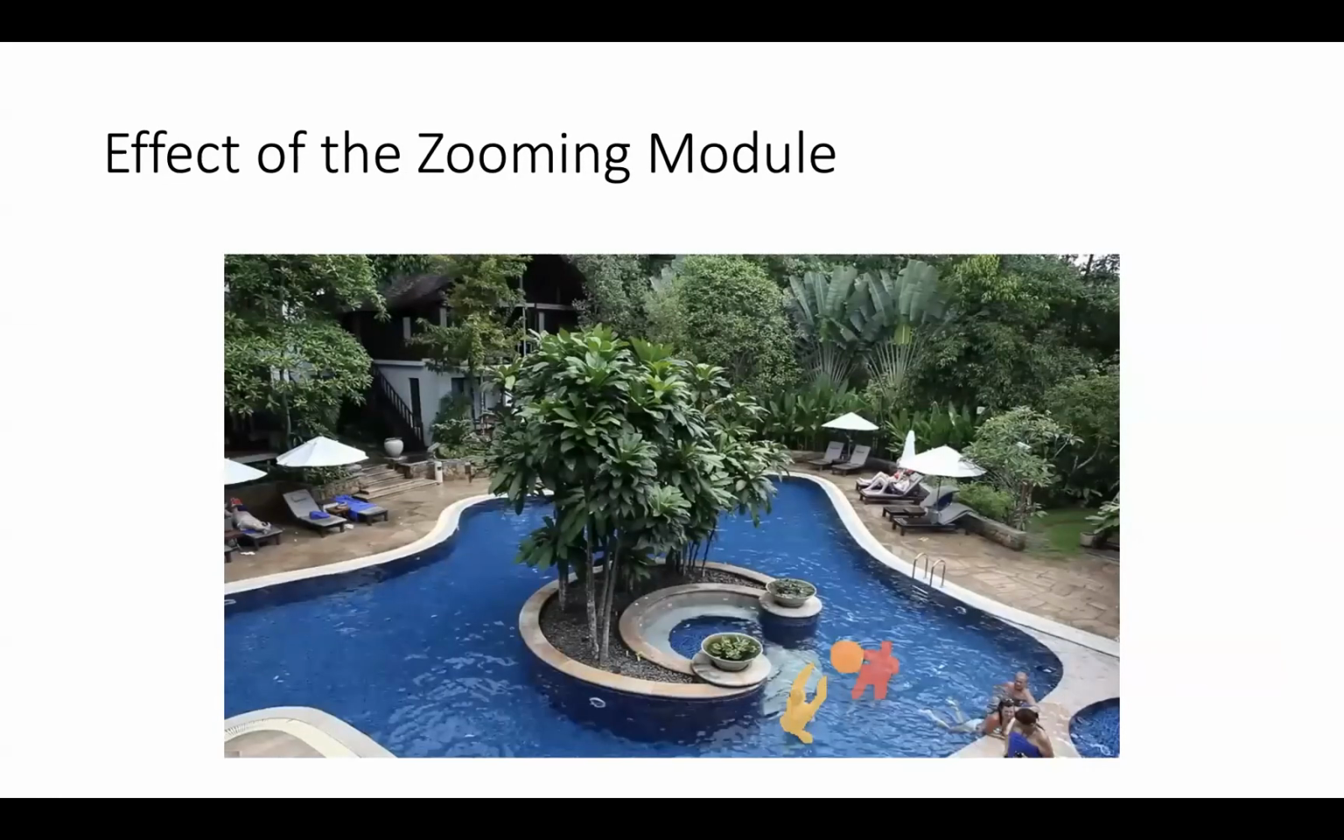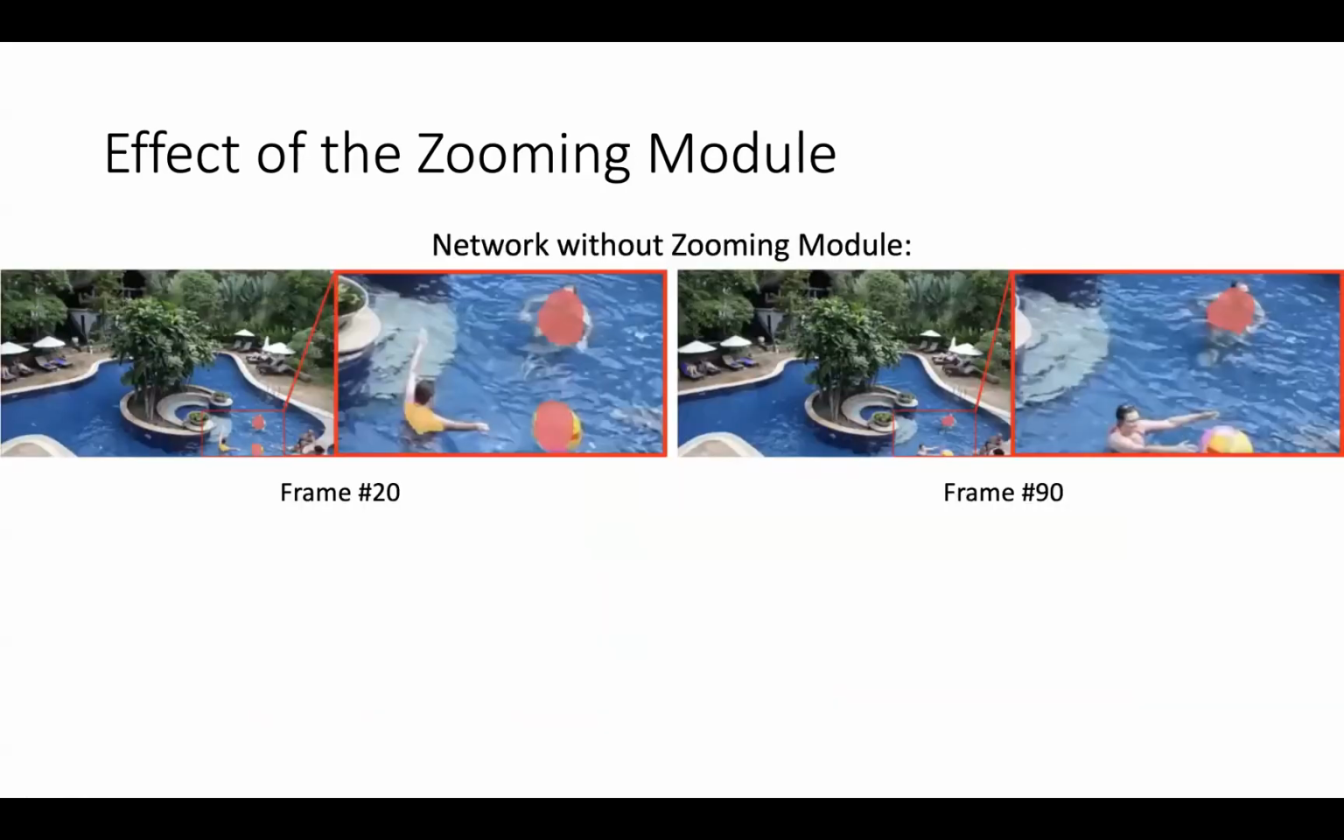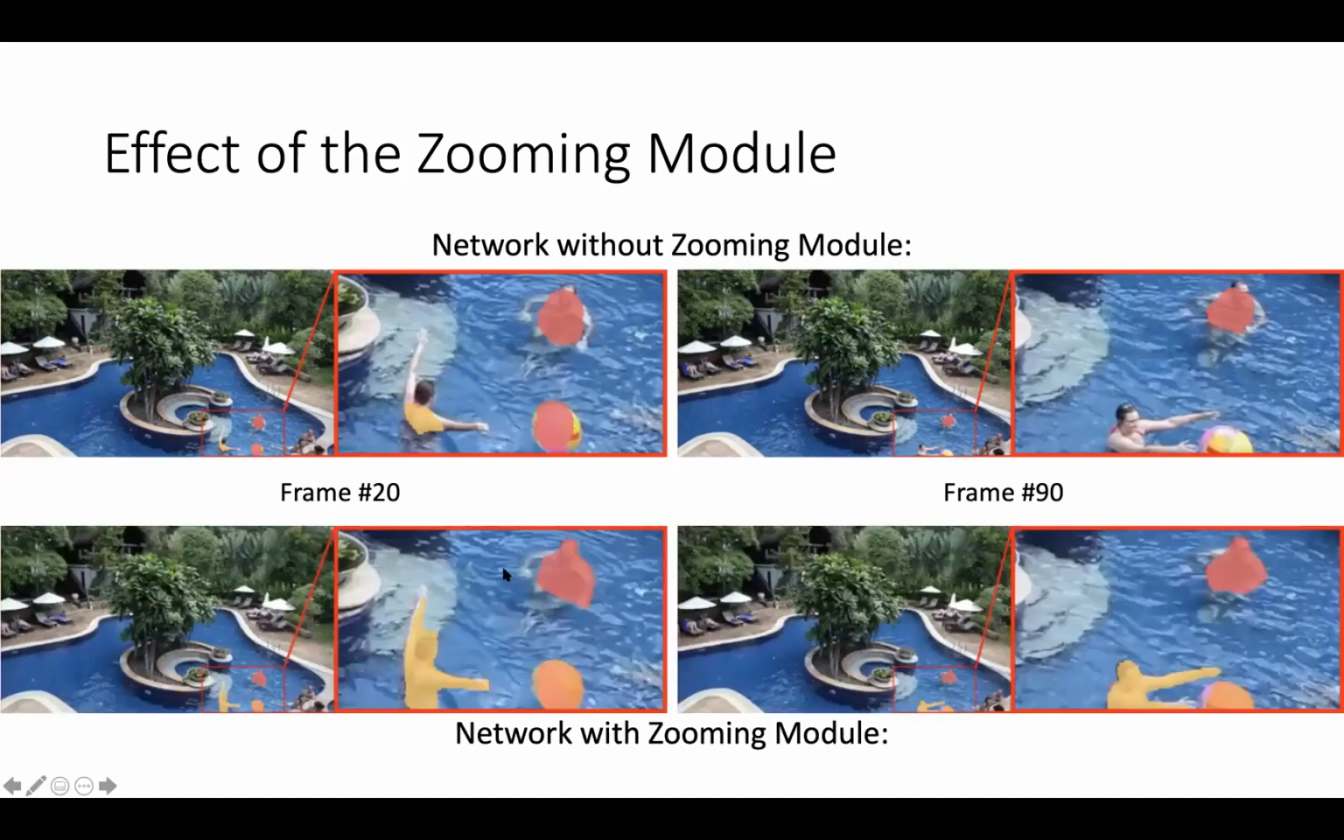I'll show some examples of the effect of the zooming module. As you can see, these 2 people on the ball are very small compared to the rest of the frame. Without the zooming module, we can see that even by frame 20, we're incorrectly segmenting this ball. And by frame 90, this person and the ball are completely lost. However, with the zooming module, we can see even by frame 90, we're able to segment all 3 objects of interest, and the segmentation of this person is still quite fine-grained.